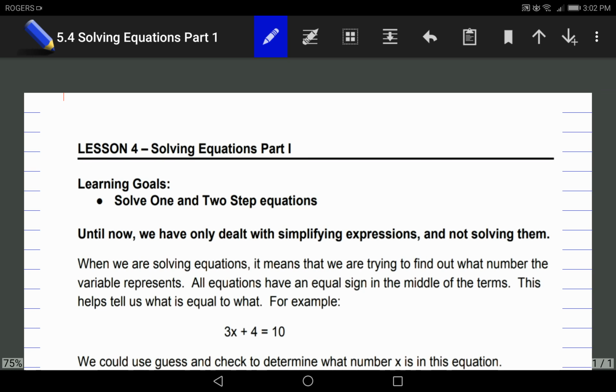All right, we are on to lesson 4. I'm going to divide up lesson 4 into two videos. Okay, lesson 4 is about solving equations. So we're taking it to that next step now.